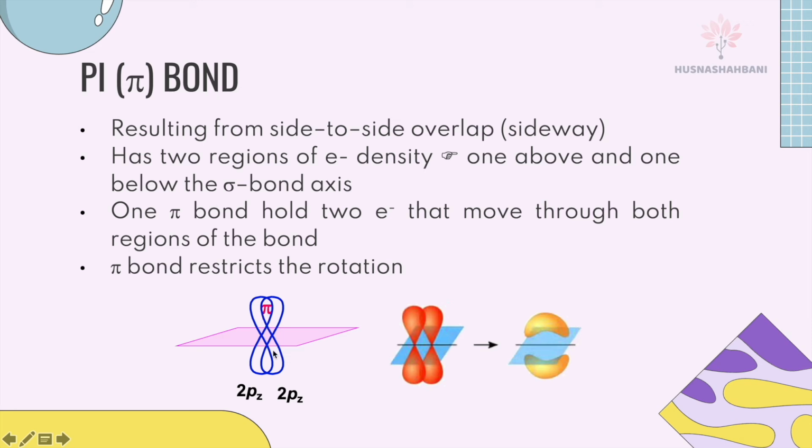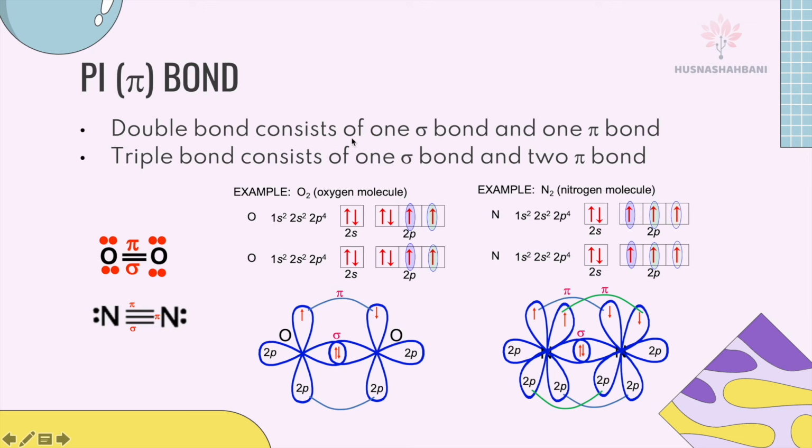Even though there are two regions of overlapping, they only form one pi bond. The one pi bond holds two electrons that move through both regions of the bond. And the side-to-side overlap restricts the rotation. Double bond consists of one sigma bond and one pi bond. For example, this oxygen molecule has double bond. One of the bonds is pi bond and another bond is sigma bond.